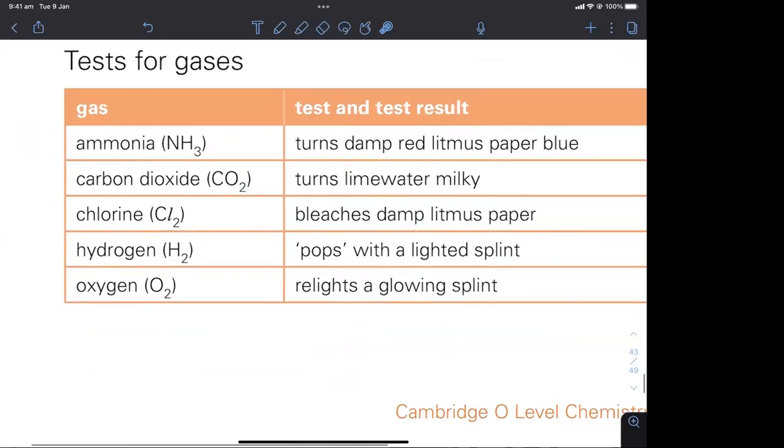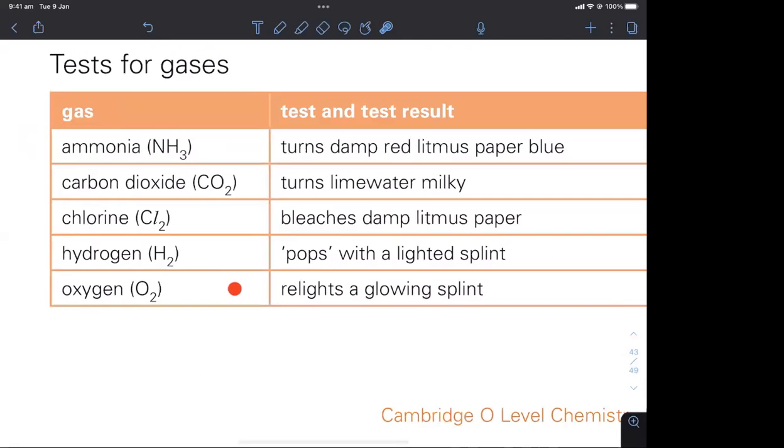Test for gases, these are all the gases that you're expected to know in your O-level syllabus. Ammonia, almost everyone knows this, damp red litmus paper turns blue, is a test for alkaline gas. CO2, carbon dioxide, turns limewater milky.